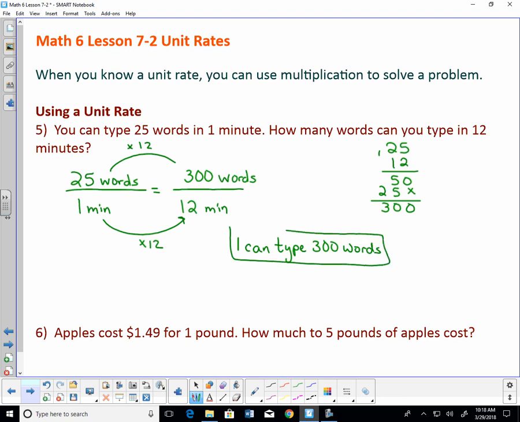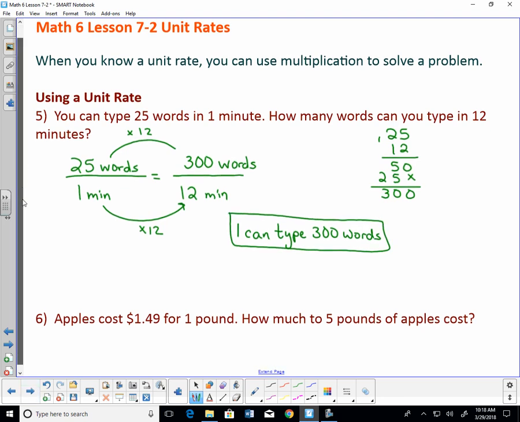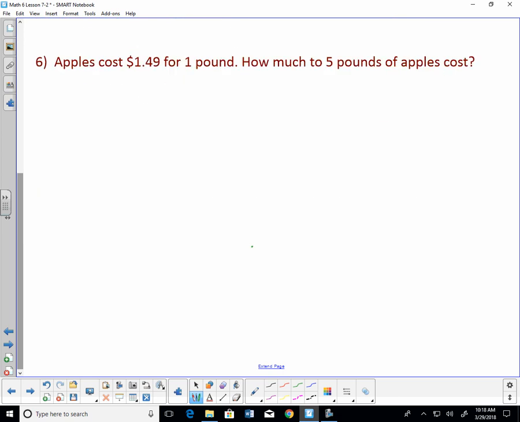And let's look at another problem. Apples cost $1.49 for 1 pound. How much do 5 pounds of apples cost? Okay, 5 pounds of apples. So let's look at this. Let's set this up. It costs me $1.49 for 1 pound of apples. How much do 5 pounds of apples cost?